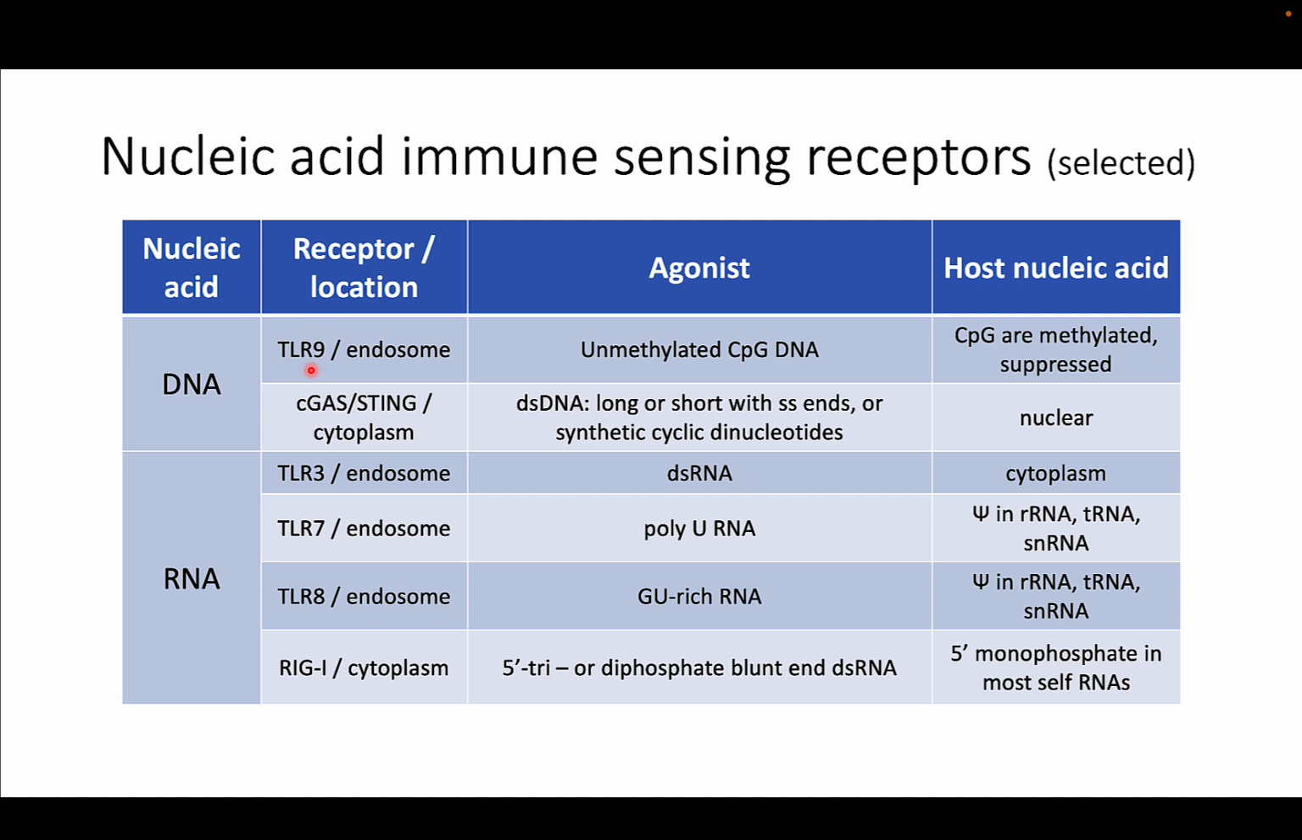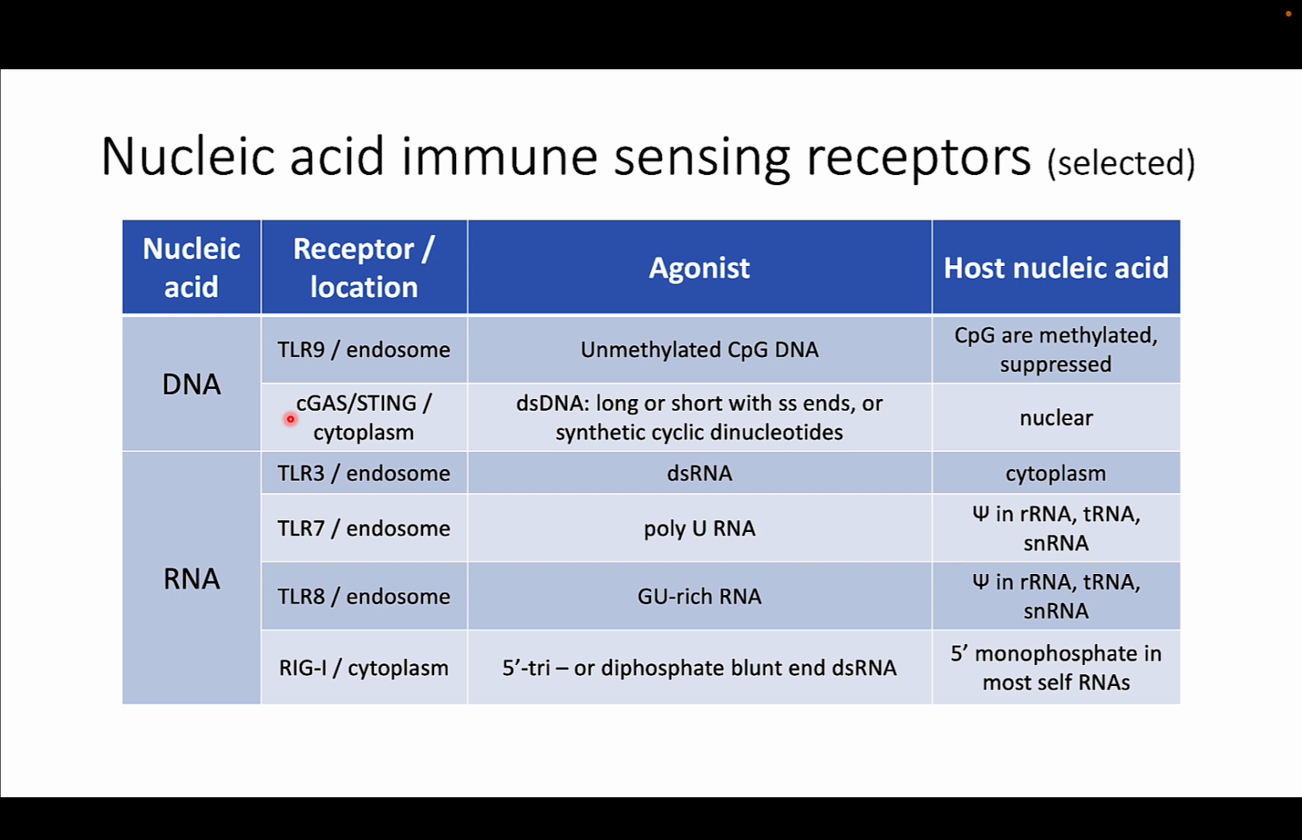Now for TLR9, the agonist is unmethylated CpG DNA. CpG is cytosine phosphate guanine. And in our genomes, CpGs are methylated and they're suppressed. And so unmethylated CpG, which is present in viruses and bacteria, is a specific ligand that's a sign of infection.